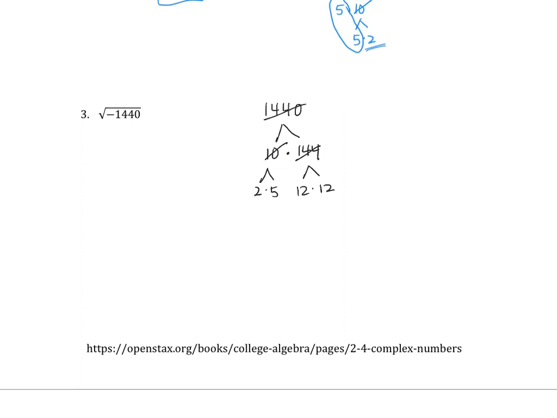So even though the 12s are not prime, I'm going to stop because I have a pair, and that is fine to do. The pair of 12s is going to come out as a 12. And then the 2 and the 5, those are both prime. Neither of them have a pair, so those will stay under. So a 12 will come out, the negative comes out as an i, and then the 2 and the 5 multiply back together underneath the radical to give you a 10.